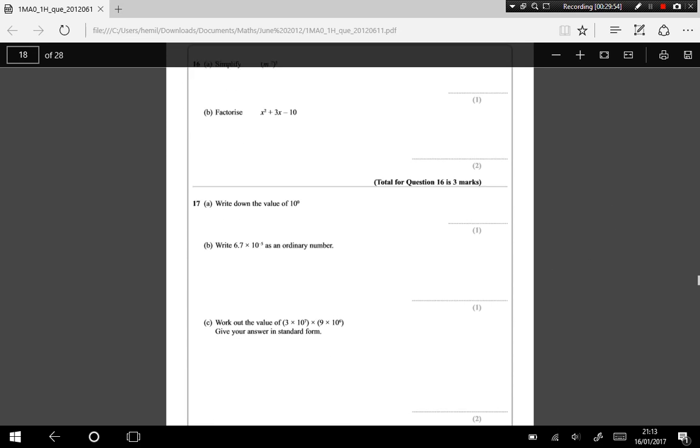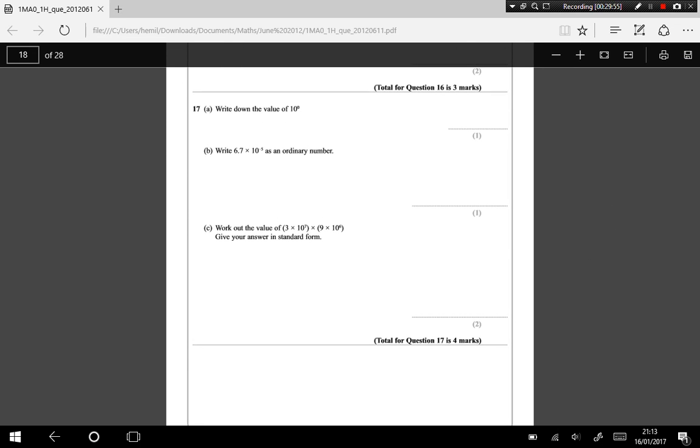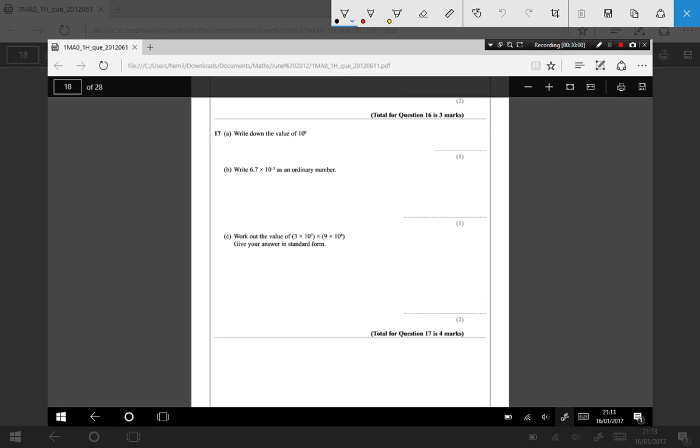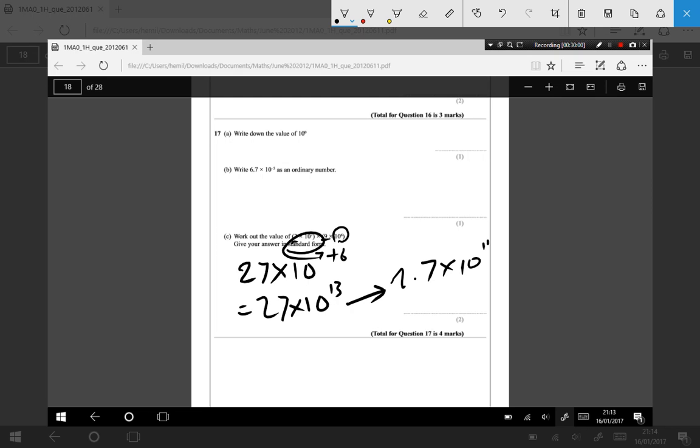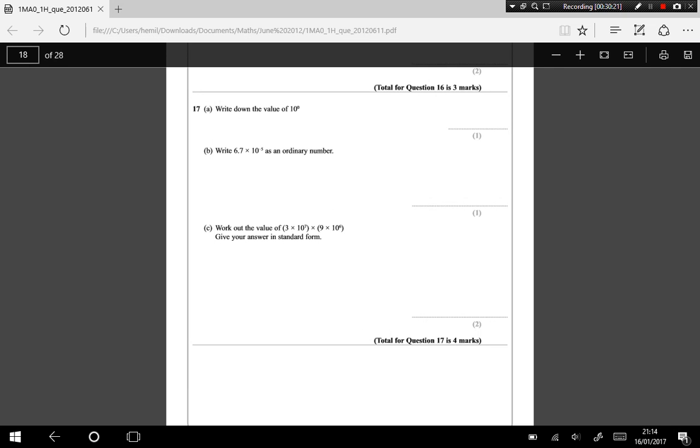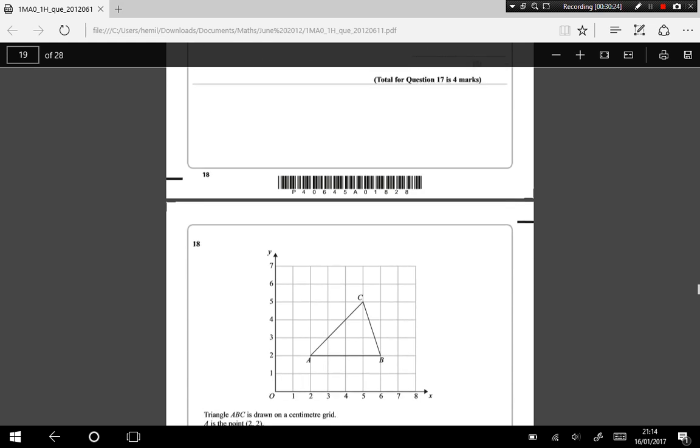So now next one is work out the value of 3 times 10 to the power of 7 times 9 times 10 to the power of 6. For this question, all you have to do is do 3 times 9, which is 27, and then do 10 to the power of 7 plus 6. So 27 times 10 to the power of 13, but we have to convert that into standard form, which means it should become 2.7 times 10 to the power of 14. And that's all it is, guys. Now, skipping to the next part.